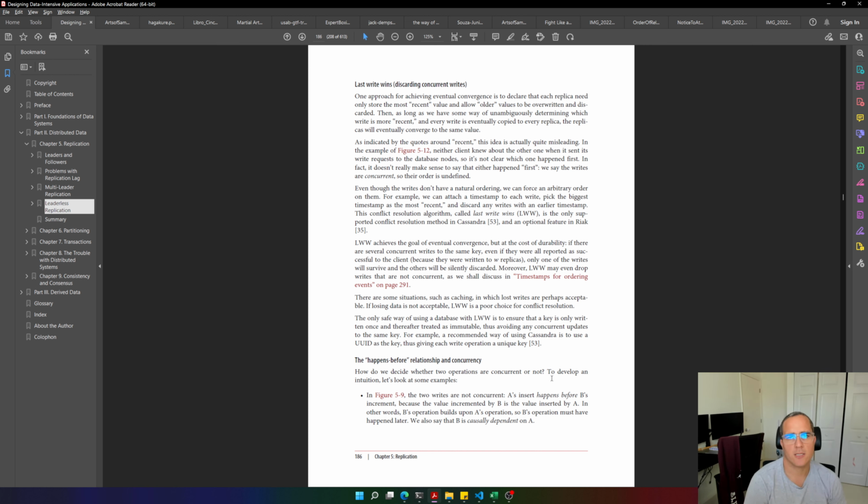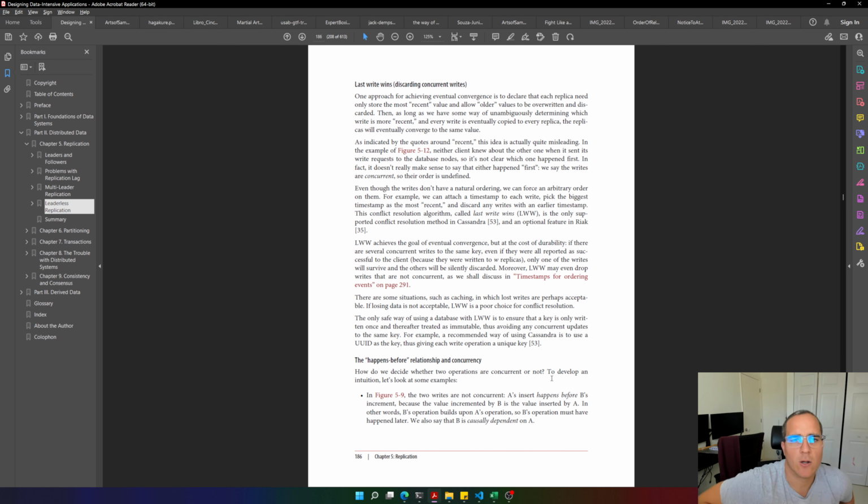Last write wins, discarding concurrent writes. One approach for achieving eventual convergence is to declare that each replica need only store the most recent value and allow older values to be overridden and discarded. Then, as long as we have some way of unambiguously determining which write is more recent, and every write is eventually copied to every replica, the replicas will eventually converge to the same value.